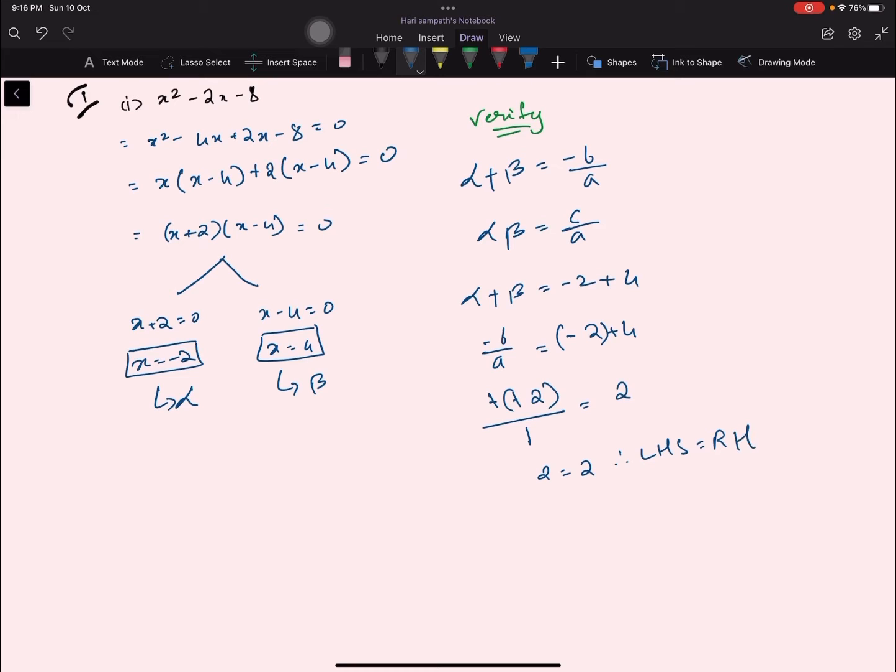Now let's test it out with alpha beta, that is c by a. And you know what c by a is? Minus 8 by 1.